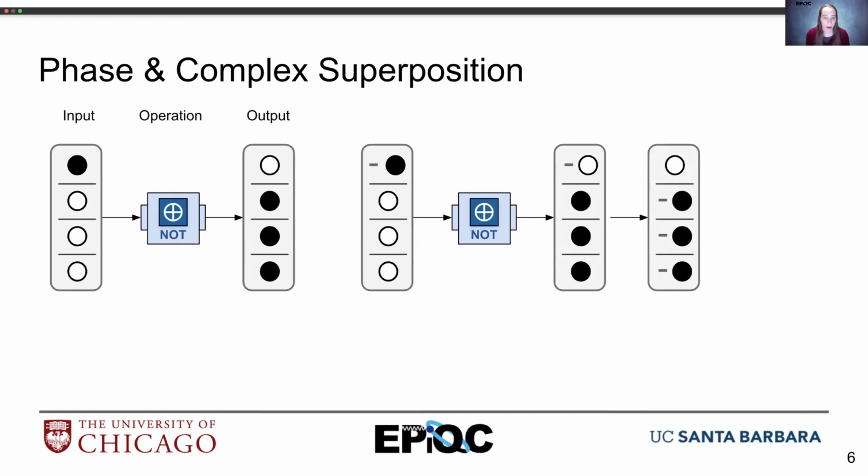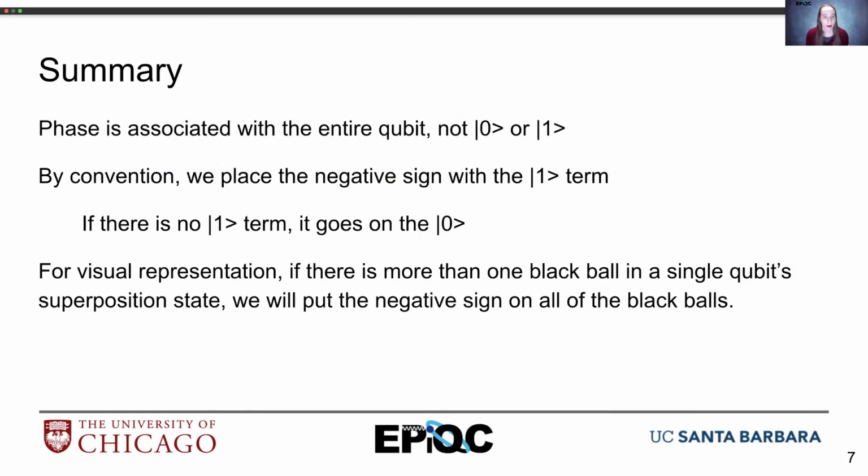So there we go. In summary, phase is associated with the entire qubit, not the 0 or the 1 element. However, by convention, we place the negative sign with the 1 term. And if there is no 1 term, it'll go into 0. And for the visual representation, if there's more than one black ball in a single qubit superposition state, we'll put the negative sign on all of the black balls.